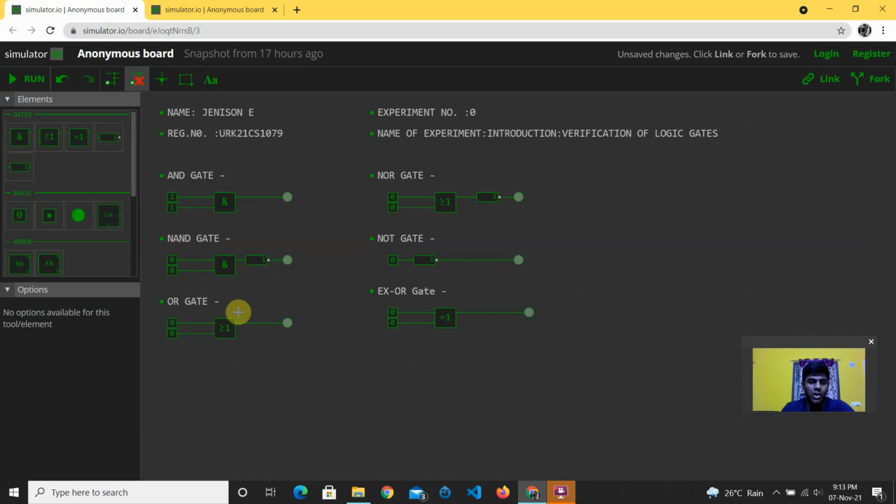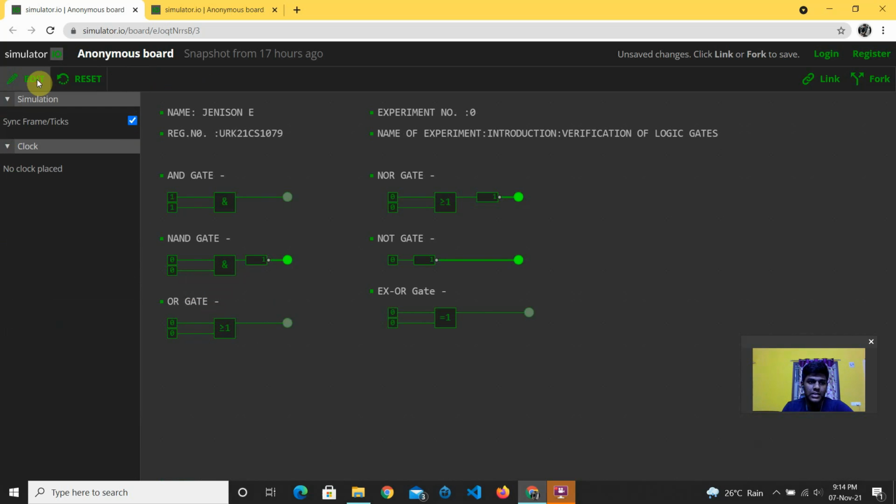So the next gate will be OR gate. OR gate consists of two inputs and one output. The operation for OR gate will be addition. So when we run this, we'll be getting the truth table for OR gate. 0 0 is 0, 0 1 is 1, 1 0 will be 1, and 1 1 will be also 1. So the truth table for OR gate will be 0 0 0, 0 1 1, 1 0 1, 1 1 1. Output is high when any one of the inputs is high.